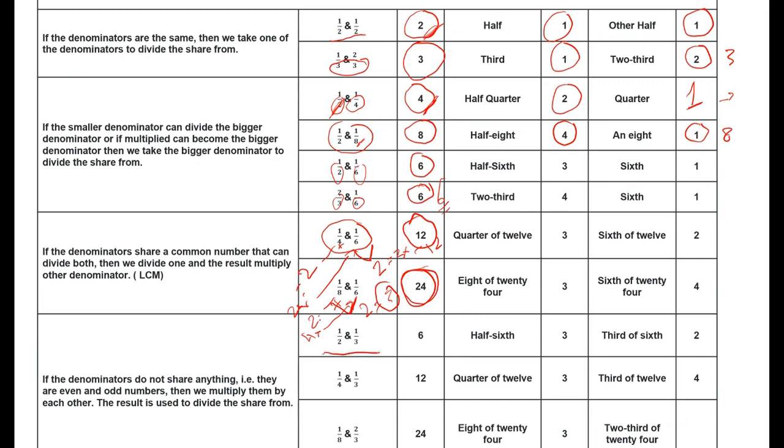If the numbers don't have a relationship and they don't have an LCM, you multiply them with each other. 2 and 3 don't have any relationship, so you multiply them. 2 times 3 equals 6. And likewise 4 and 3. The only relationship between the two is that you multiply them. 4 times 3 equals 12. 8 and 3, you multiply with each other. 8 times 3, you get 24.